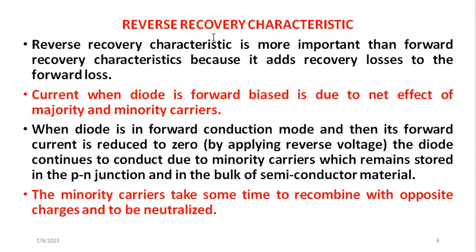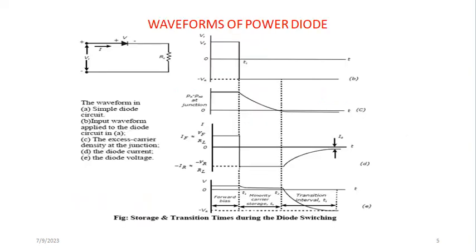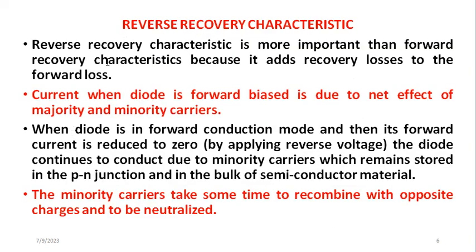Now, there is what we call the reverse recovery characteristic of a diode. When a diode is forward biased, this is the characteristic I have just discussed. But the reverse recovery characteristic is more important when we are talking of the reverse operation of the diode, not the forward bias mode. And the reason why the reverse recovery is more important than the forward recovery is because it increases the losses which will be added to the forward loss.